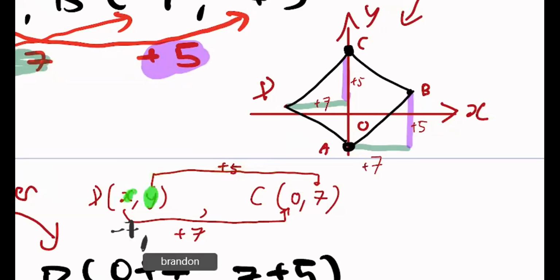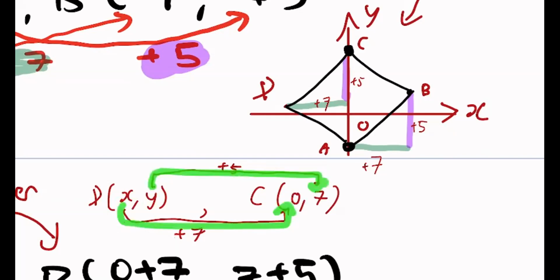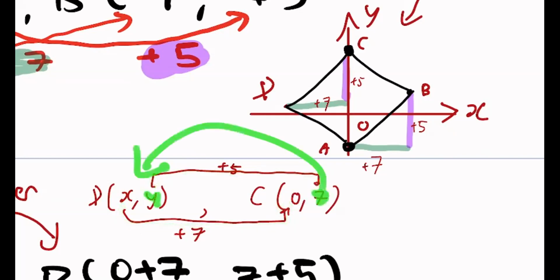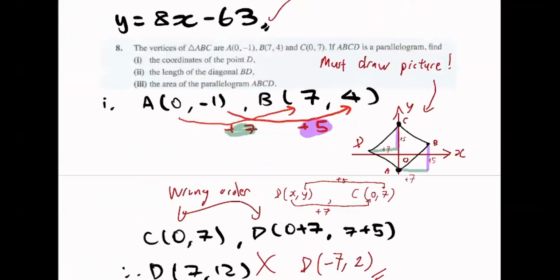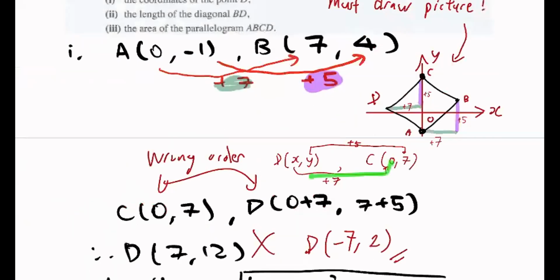It doesn't have to be X and Y. It can be any other letter you like. X plus 7, the green part. Y plus 5, the purple part. So working backwards, Y plus 5 gives you 7, so working backwards it's just minus 5. So 7 minus 5, and you get 2. Likewise for this 0, working backwards is minus 7, so D is -7, 2. Is it clear now? Okay.